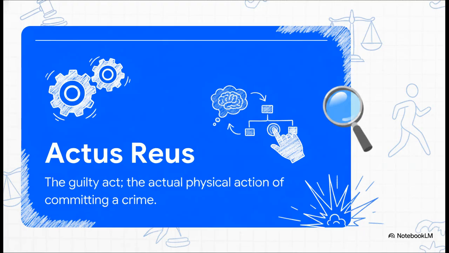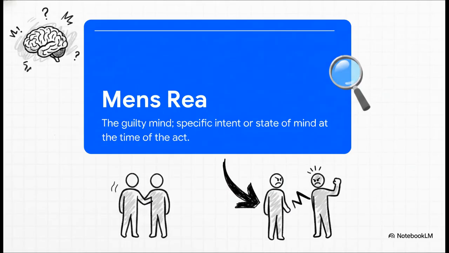This is Latin for the guilty act. It represents the actual physical action of committing a crime. You can't just sit around and think about doing something illegal. There has to be an actual physical step taken. But, and this is absolutely crucial, that physical act must concur with our second element, mens rea, or the guilty mind.